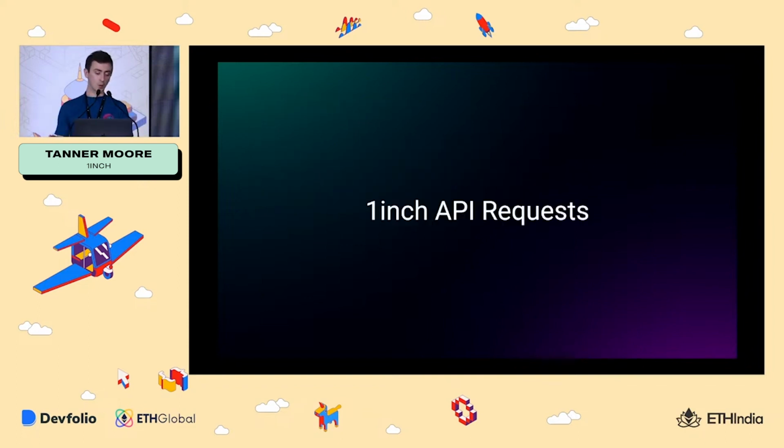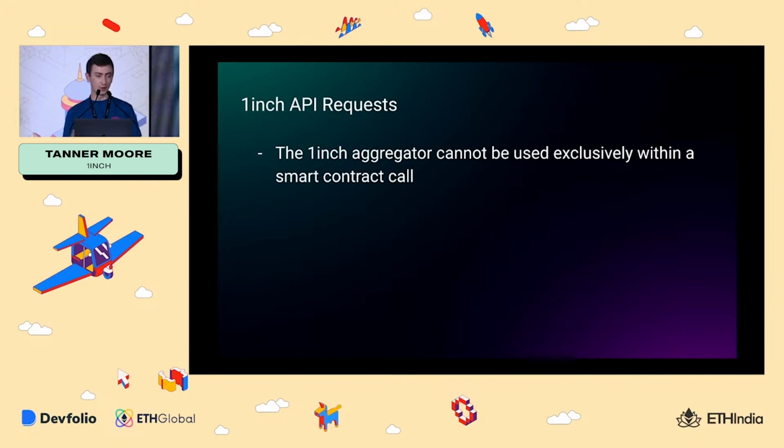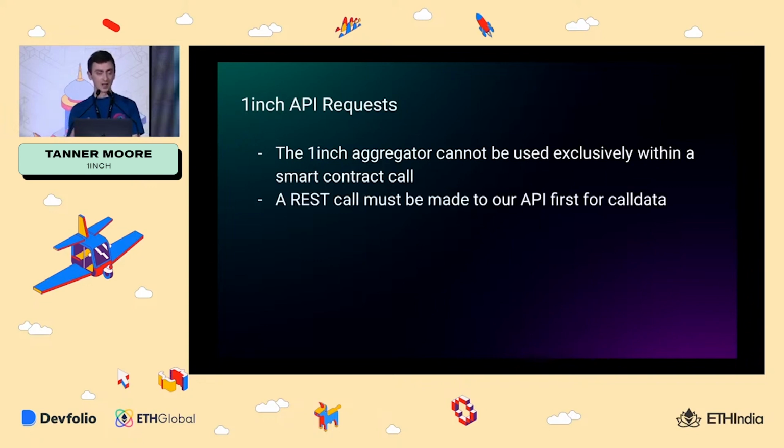Some important notes about the 1-inch API requests themselves, which can hang people up: if you're using our aggregator, you can't do it exclusively within a smart contract call. You actually always need to be making a REST call to our API first to get the call data.